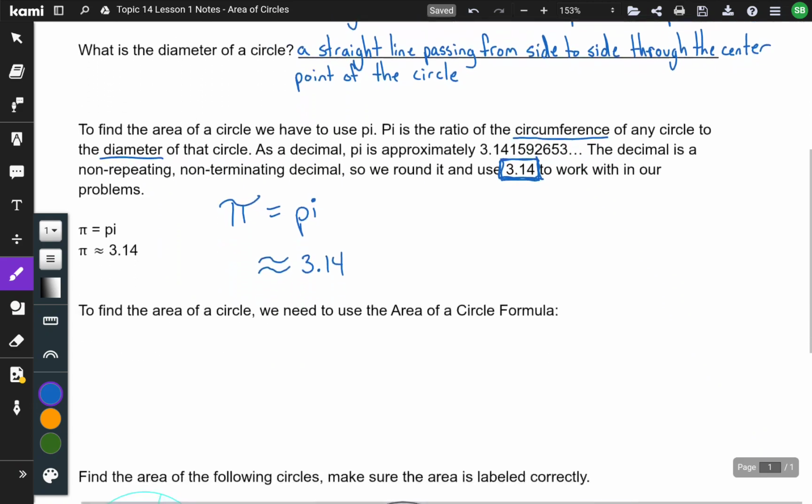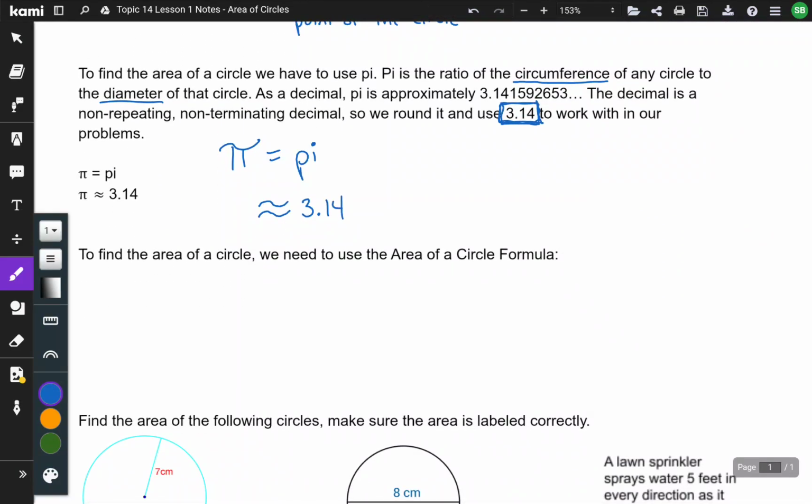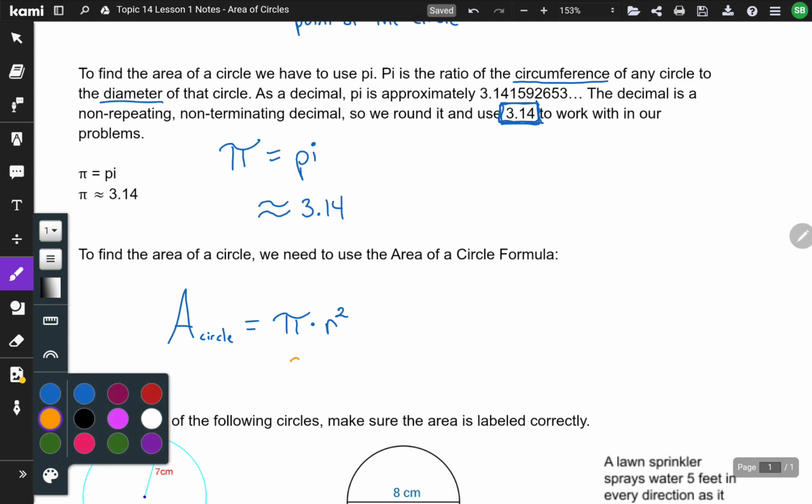We've seen area before. We've seen it with rectangles, triangles, trapezoids, parallelograms, all kinds of stuff. We need our area of a circle formula. The area of a circle equals pi times the radius squared. You will see it most often written as just pi r squared, but we're going to break it down here and talk about what this really means. We've got to know what our things are.